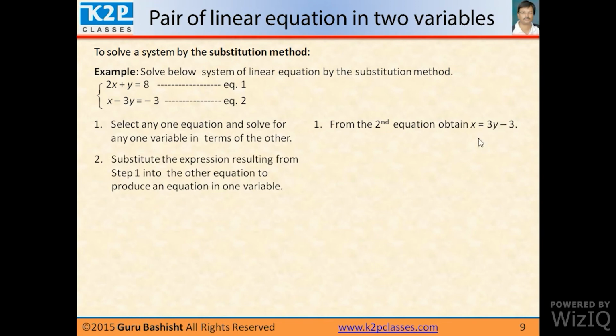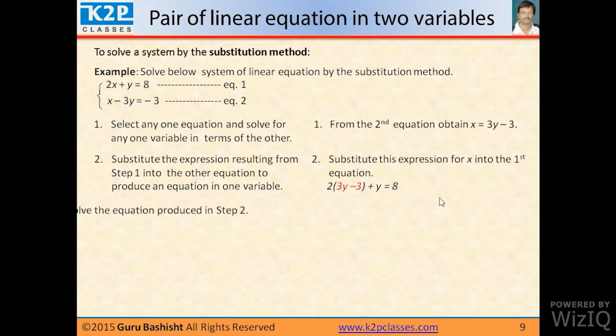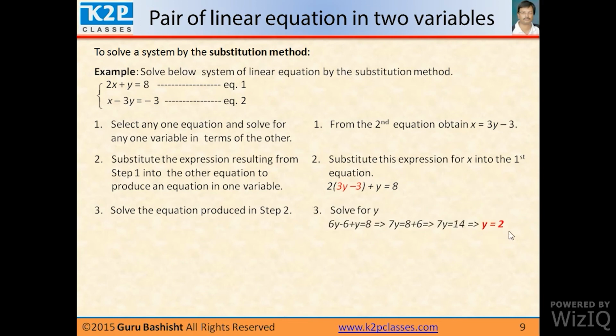So this becomes an equation with only one variable y, and then we will solve for y, and that is y = 2. Once we get y = 2, we put it in equation 1 or equation 2, and we will get the value of x. So x = 3 and y = 2 is the solution of this system. And the last step is just to check your answer.